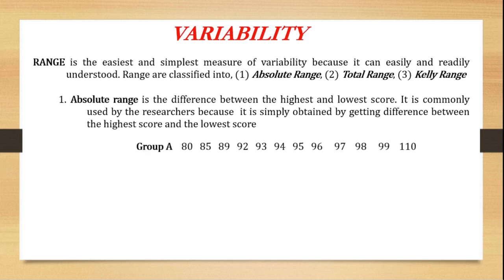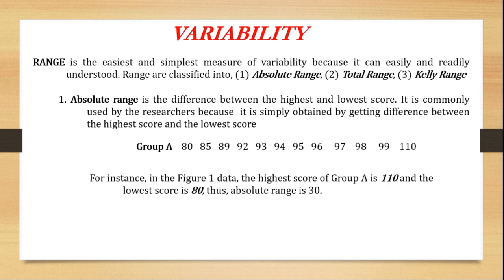For example, in group A, in the Figure 1 data, the highest score of group A is 110 and the lowest score is 80. Thus, absolute range is equal to 30. By computation, absolute range is equal to highest score minus lowest score. Substituting the value of the highest score, which is 110, subtracted by the lowest score, which is 80, that is why our absolute range is 30.